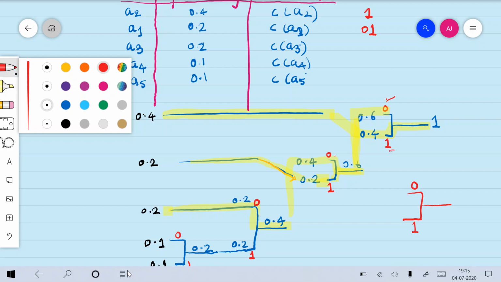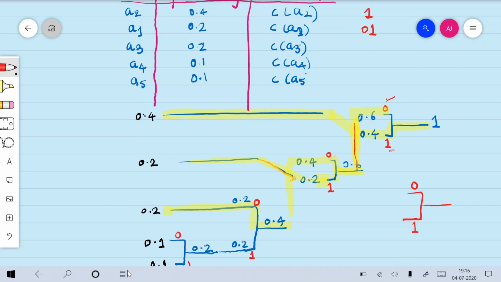So this was a 0. So you had come here, then you had come here, then here, and then again up. Okay, so when you are writing, the first thing was 0, then again a 0, and then one more 0. So you were having 0 0 0 for A3.